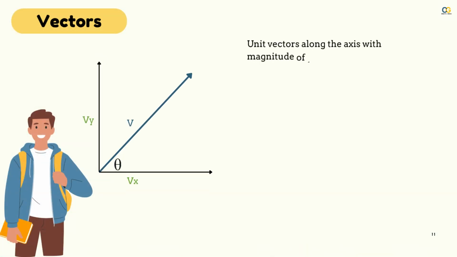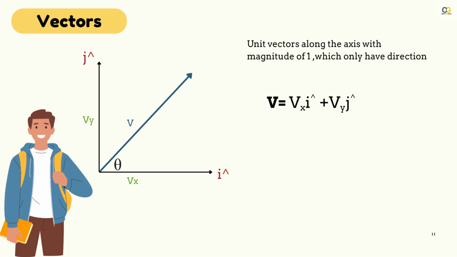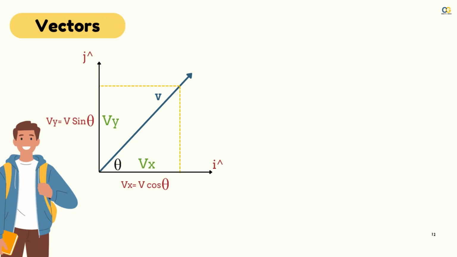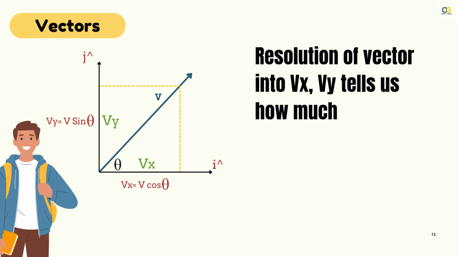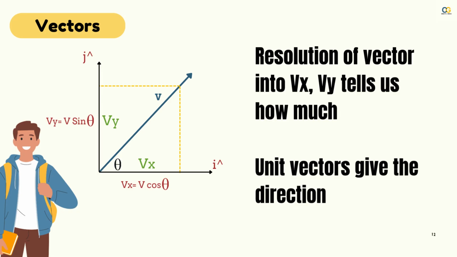Unit vectors along the axes, which have only direction, say i cap and j cap respectively, help us express this in the form of Vx i cap plus Vy j cap, where V is given by 80 i cap plus 60 j cap in our case. This way we know what the horizontal and vertical motion is. So resolution of a vector, where we resolve the vector in the form of Vx and Vy, tells us how much is the motion in the different horizontal and vertical components, and unit vectors give us the direction in which these components are moving. Every slanted journey can be split into horizontal and vertical components.